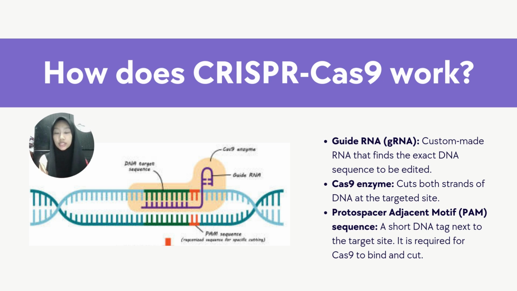Before we get to know how CRISPR-Cas9 works, we need to understand a few key components that it has. The first one is guide RNA or gRNA. It is a custom-made RNA that finds the exact DNA sequence to be edited. The second one is the Cas9 enzyme. It cuts both strands of DNA at the targeted site. And lastly is the protospacer adjacent motif, the PAM sequence, a short DNA tag next to the DNA target site. This is required for Cas9 to bind and cut.